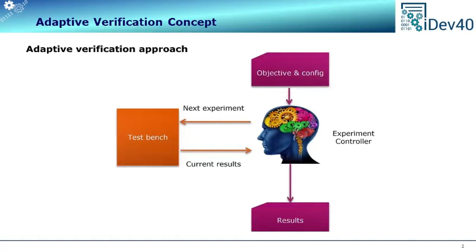As for our approach for adaptive verification, it starts with the configuration part, where the involved variables and their associated ranges are defined, along with the algorithm objectives and the hyperparameters. The adaptive algorithm, under the form of an experiment controller, uses the information from the previous step to control the test bench and collect the results.